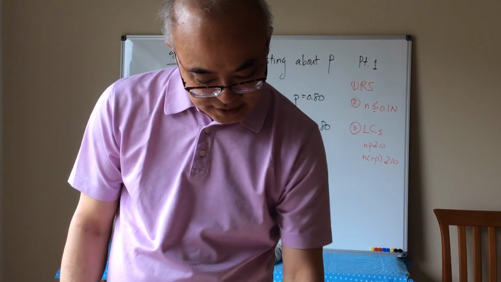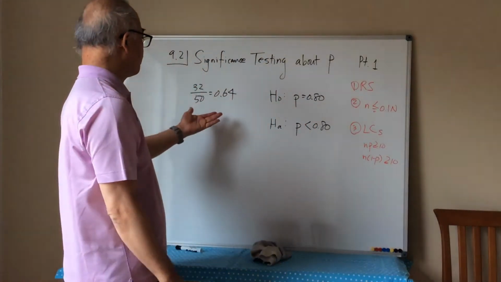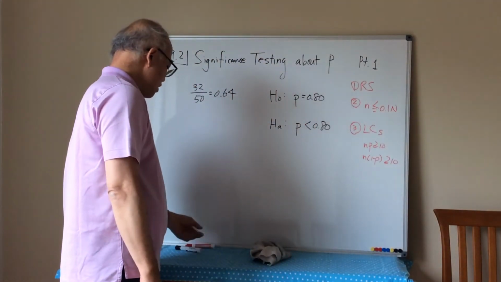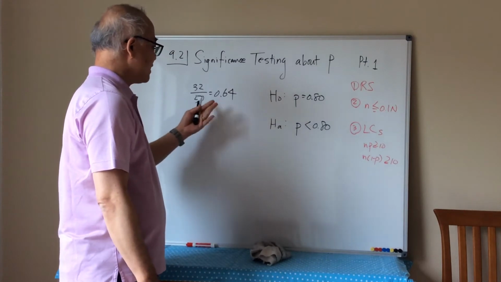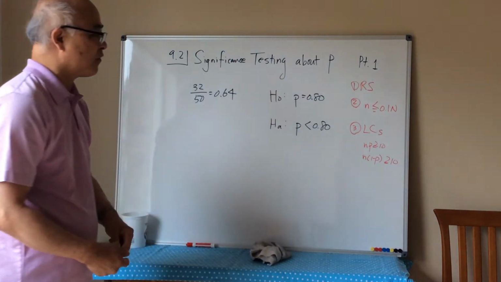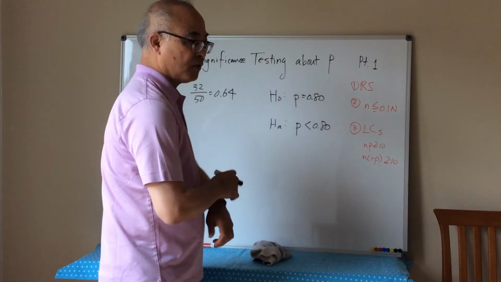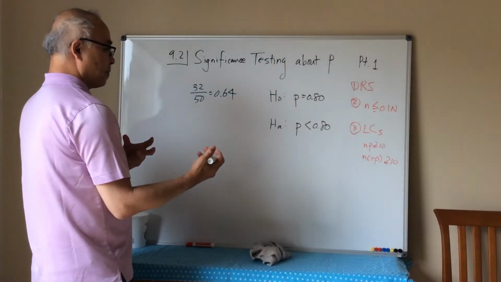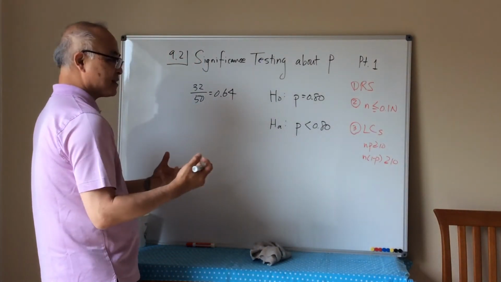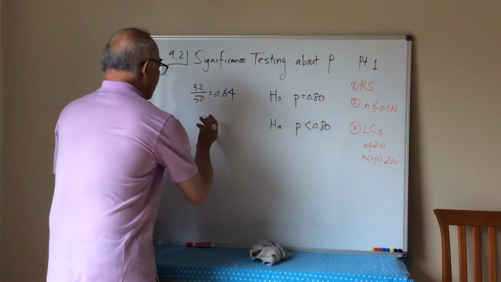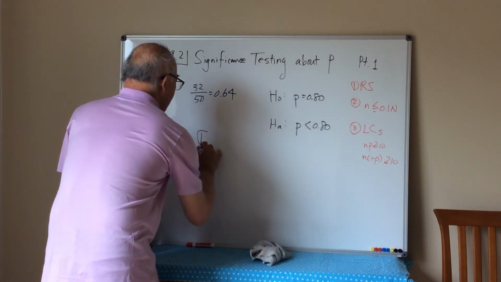So let's go to our actual problem, right? When we did a confidence interval, what did we find? We need to find the test statistic, right? We need to find what? We have this guy, right? What was this guy?